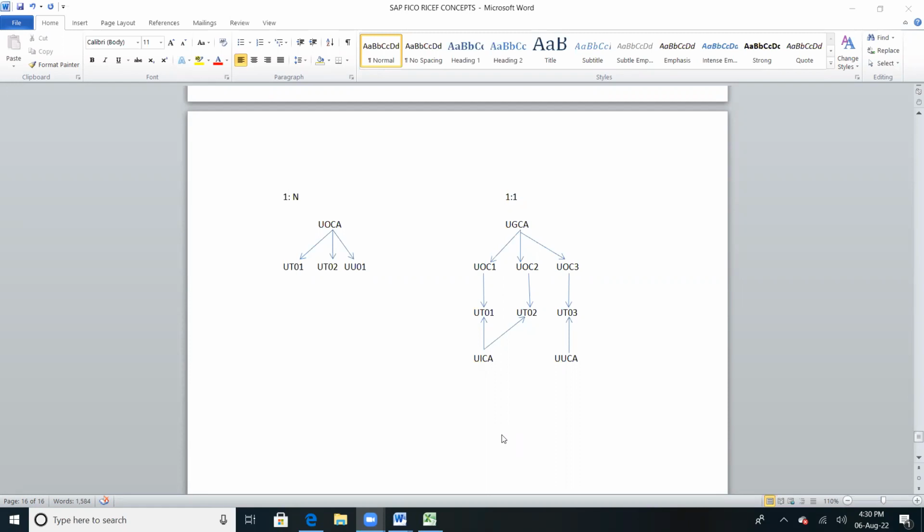Just write it down. Okay, so we are going to follow 1:n methodology, that is nothing but one chart of accounts for all the company codes. But the procedure would be the same.